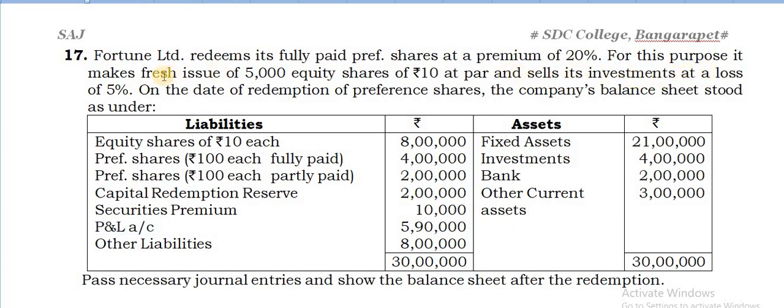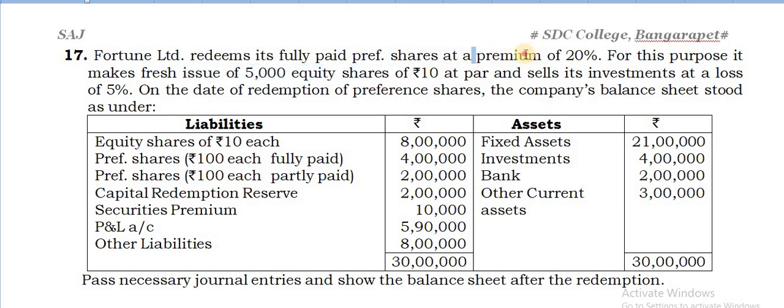And sell investments at a loss of 5%. So here investments are 4 lakhs, out of which they sell at a 5% loss, and for that a separate entry comes. So now in the first stage two entries come: one is for sale of investments and another is for issue of equity shares at par. These two come under the first stage.